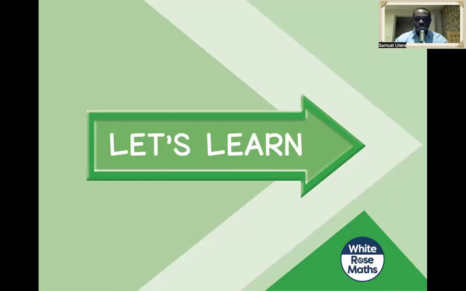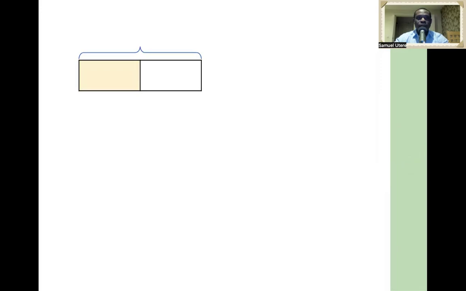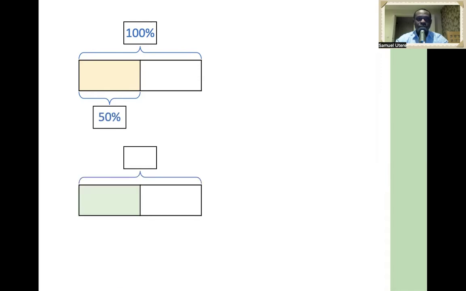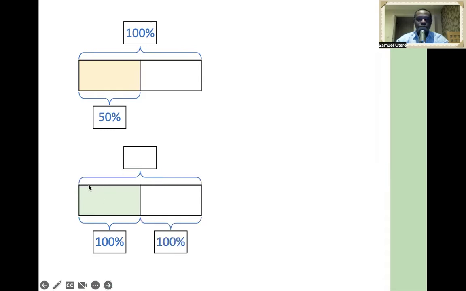Okay, let's do some new learning. If I ask you to label this, so if the whole lot is 100%, what will this shaded part be? Of course, you will say 50%. What about this one? If I say this part is 100%, what would the whole block, the 2 blocks attached, be? Of course, it has to be 200%.